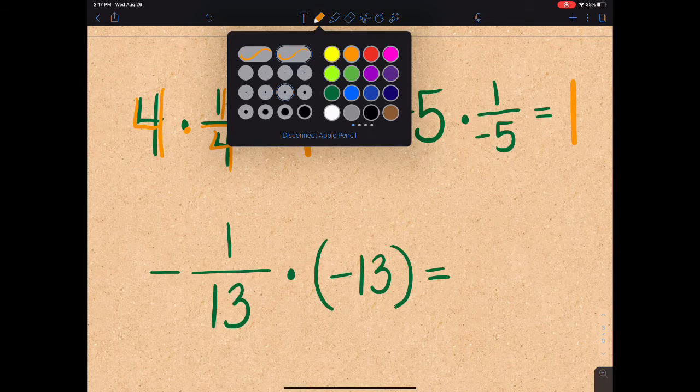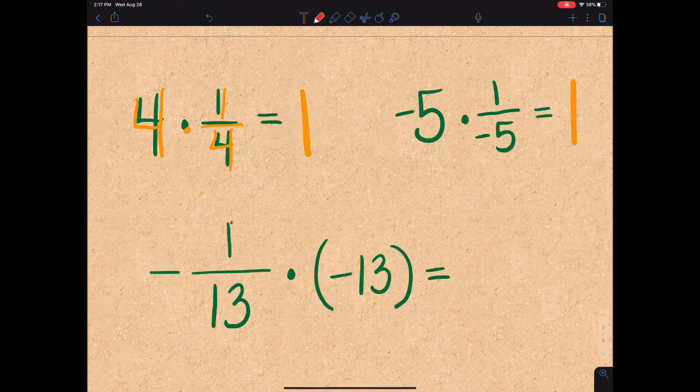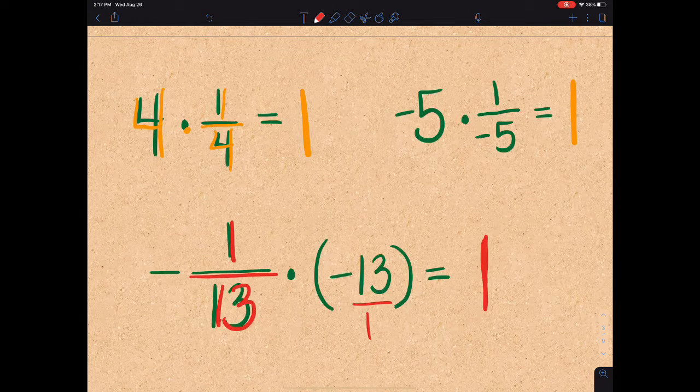How about this one down below? We started with negative 1 over 13, and its reciprocal is just going to be negative 13, because it's kind of like negative 13 over 1, right? When you multiply those out, you get 1 as your answer, and it's a positive 1 because you're multiplying a negative times a negative. Okay, very good.